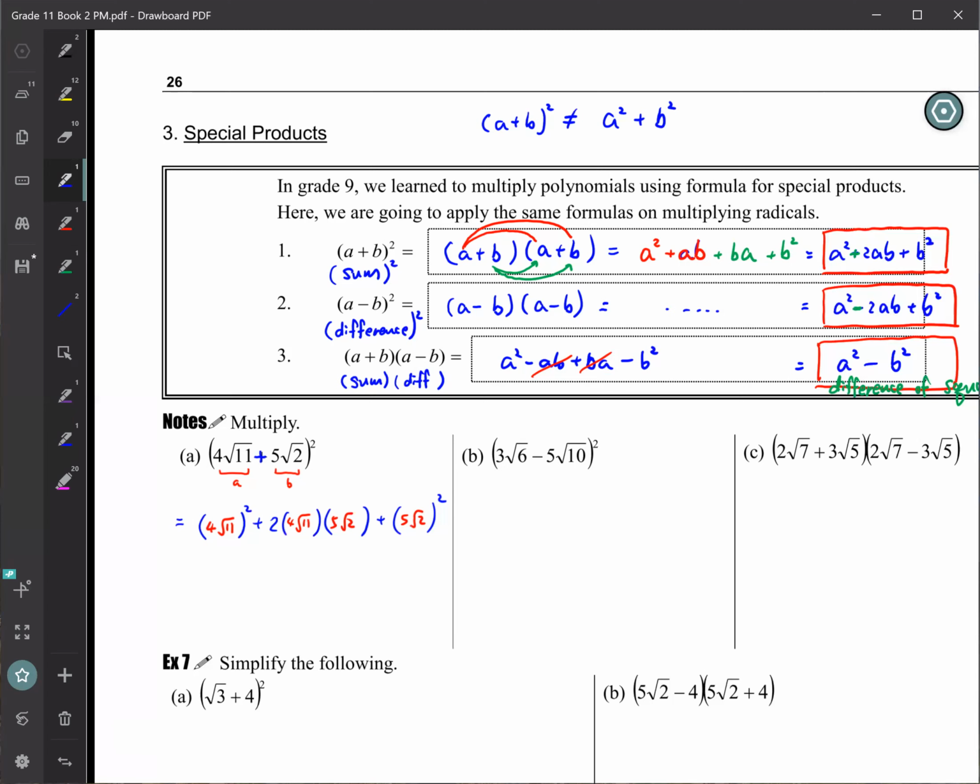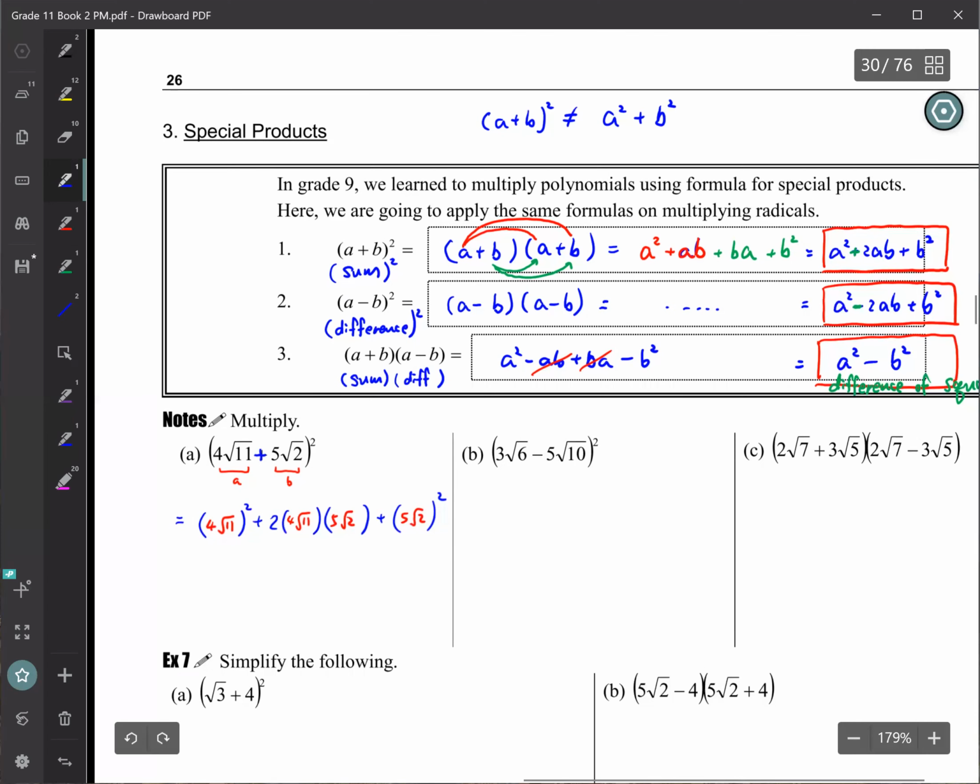Don't want to go too fast, okay? After writing up, once everyone's here, please raise your hand. So right now I'm using the first formula, replacing the A with 4 square root 11, B with 5 square root 2, okay?